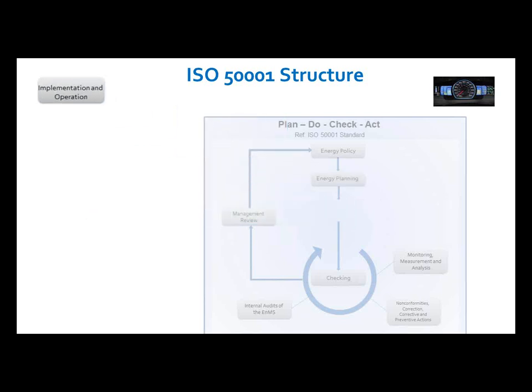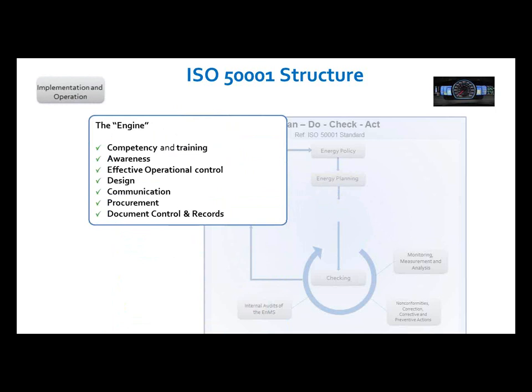The implementation and operation then is what I describe as the engine. It's really where things get achieved. The staff are competent and are trained in energy management. They're aware of what's going on in terms of the energy management system. They are involved in effective operational control, especially around significant energy uses. They're involved in the design, in new design, where energy is included in the design of new equipment and processes.